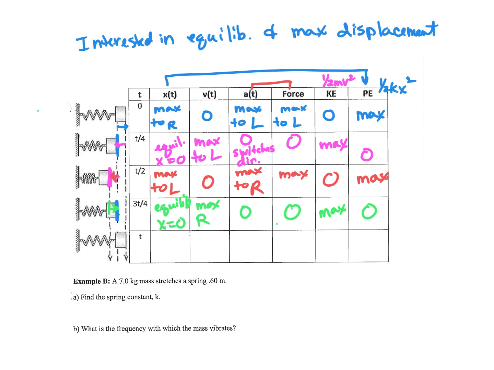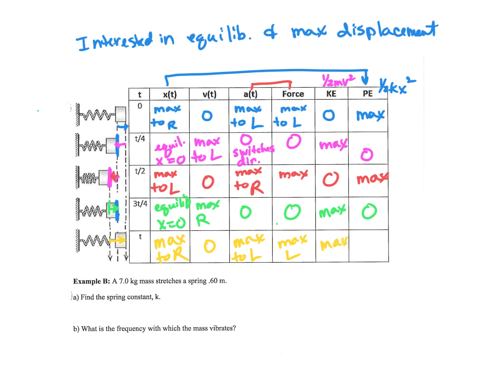Okay, so now finally, we go to the last phase, which is we are now moving off equilibrium and back to the right again. So now we are at a max to the right, and this should look exactly like the last one. Velocity 0, because we've come to a stop. Acceleration is max, only this time it's opposite the position, so it's to the left, which means the force is a max to the left. Potential energy is off position, so it is at a max.